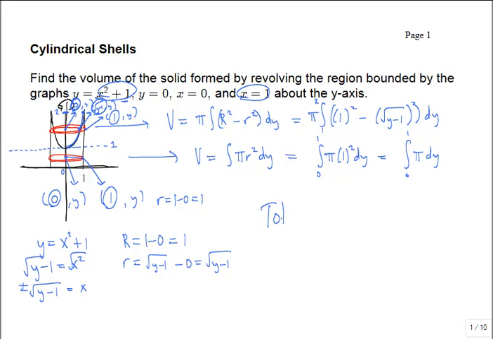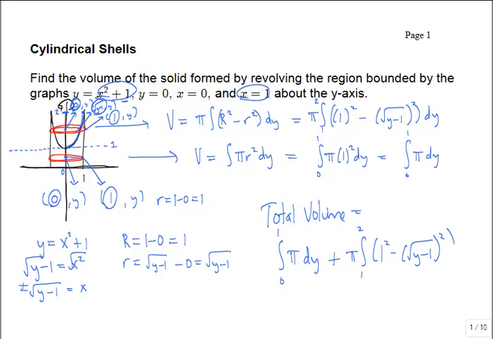So the total volume of this whole shape would be the discs on the bottom, which were from 0 to 1 pi dy, plus the washers on the top, which are pi times the integral from 1 to 2 of this 1 squared minus square root of y minus 1 squared dy. Now those aren't impossible to solve, but the fact that we have two different integrals to do makes this sort of a tedious process and makes the problem harder than potentially it needs to be.